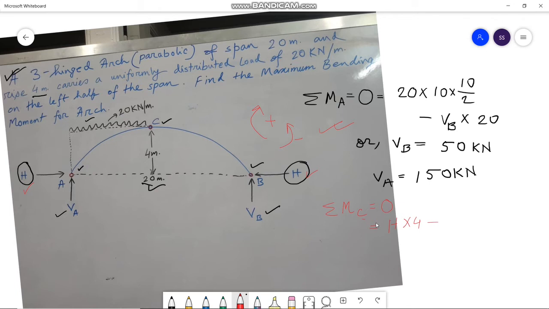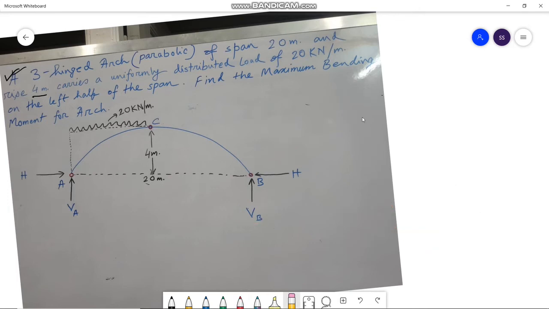and next is the force VB. So moment generated due to VB is in the anticlockwise direction. So we are taking this as negative. So the moment caused by the force VB is VB into 10 meter, as the distance between point C and force VB is 10 meters. So calculating this, we get H equals to 125 kilonewton.